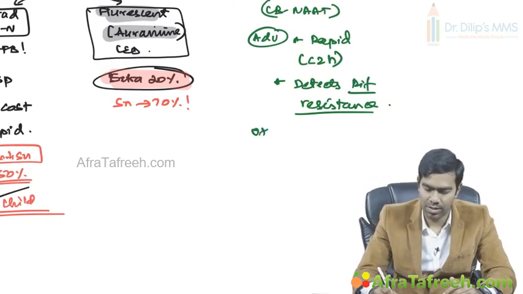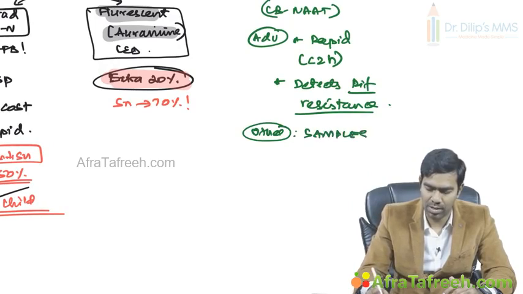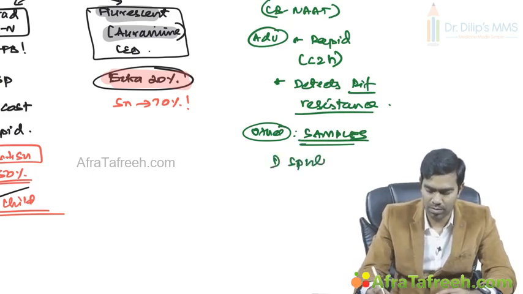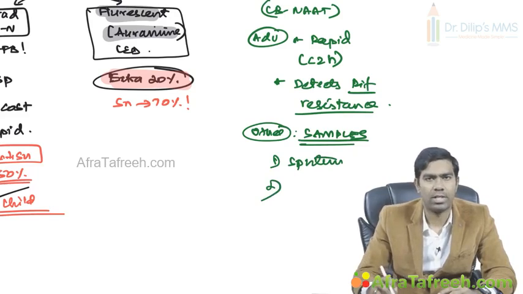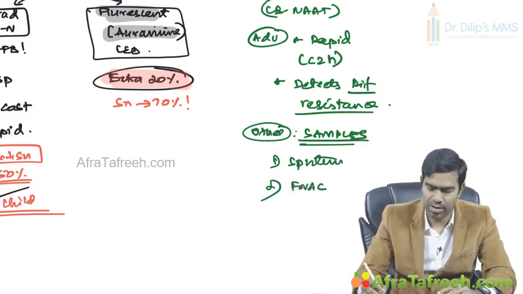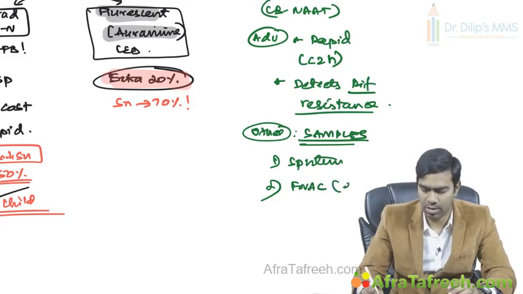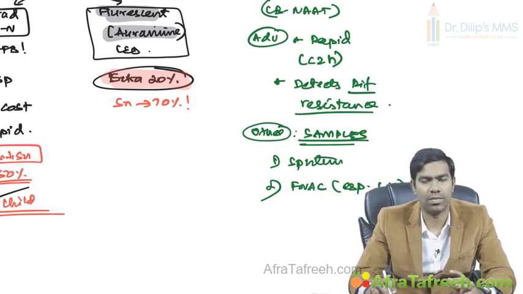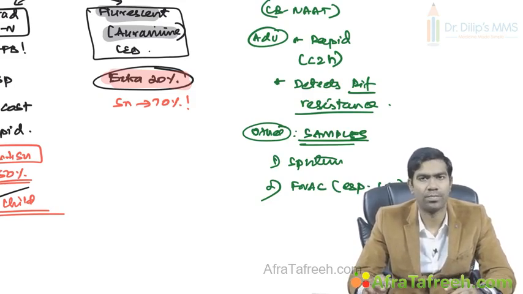And what are the other features? For example, the samples you have to know. So what are the samples that can be tested with GeneXpert? The first sample is the sputum sample. We all know that. The second one is the FNAC samples. Anywhere you take FNAC, you can send it for GeneXpert, but it is very, very good if the sample is coming from a lymph node. FNAC from the lymph node is one of the best samples for GeneXpert.